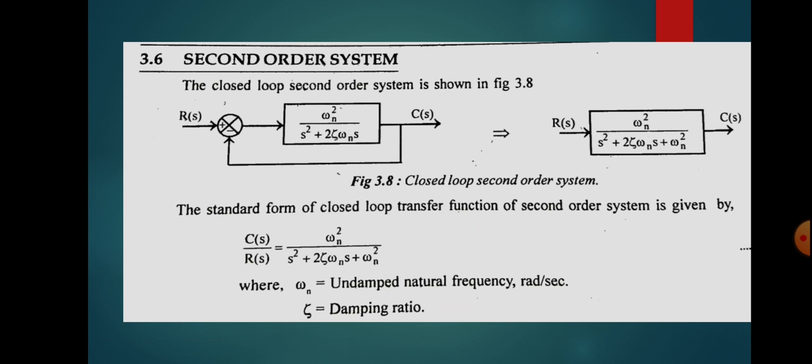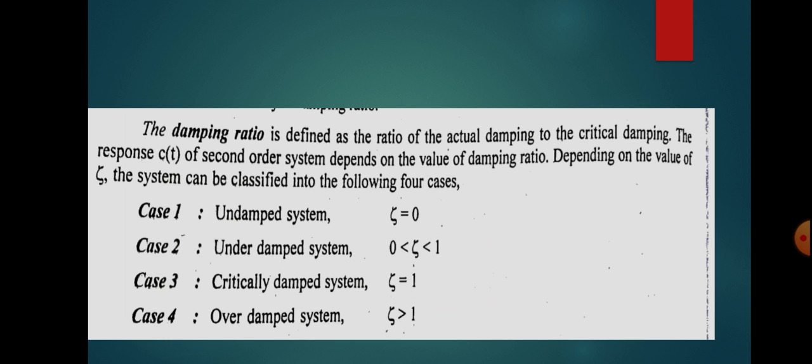You can see that the transfer function is omega n square by s square plus 2 delta omega n s plus omega n square. So if you are finding the response, you have to find the response at various damping ratios. Delta is an important quantity, so we can analyze the system for different damping ratio values. Here the different cases are given as case 1, case 2, case 3 and case 4.